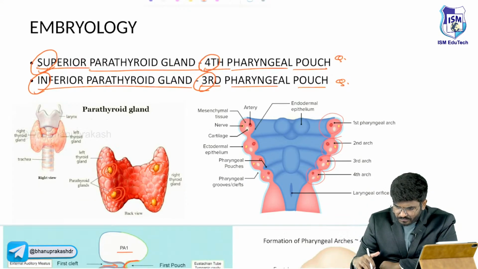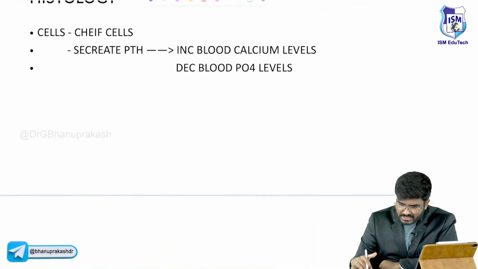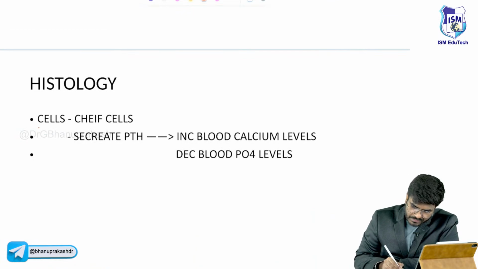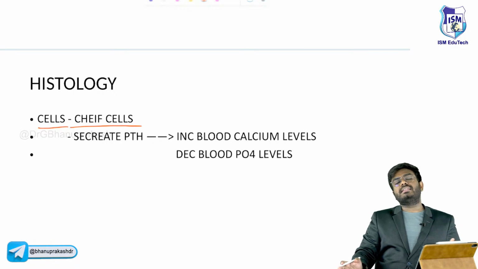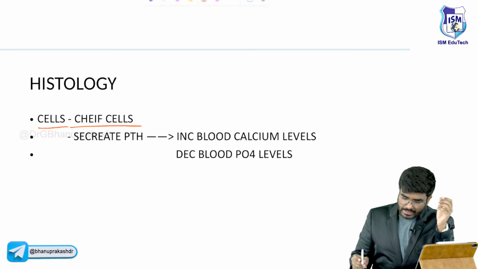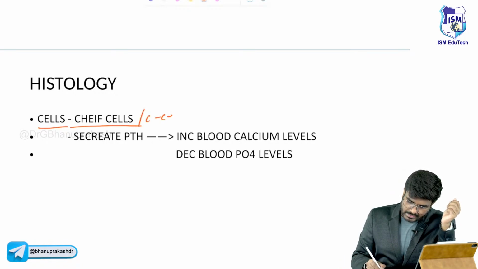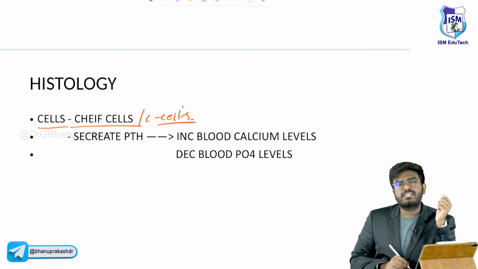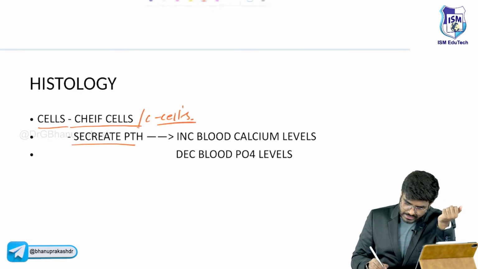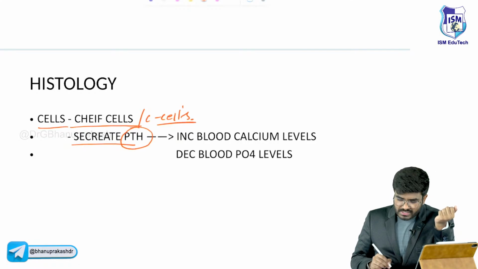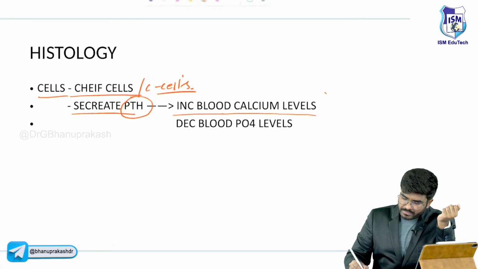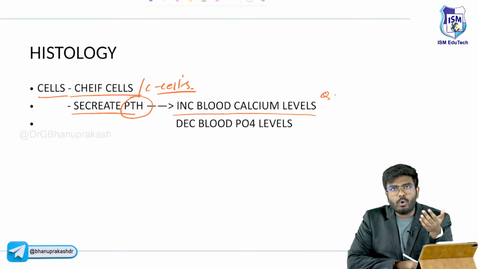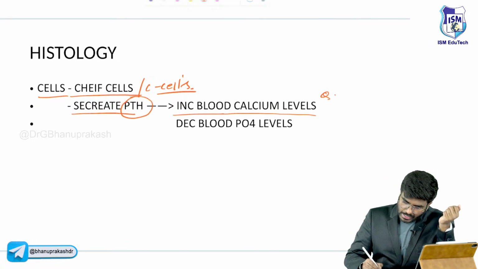Now, let me discuss the histology. What exactly is there inside the parathyroid glands? The parathyroid glands are made up of chief cells. What do these glands secrete? They secrete a hormone called parathyroid hormone. What is the function of parathyroid hormone? It increases the blood level of calcium, MCQ, and decreases the blood level of phosphate.